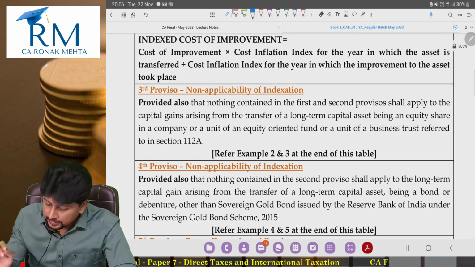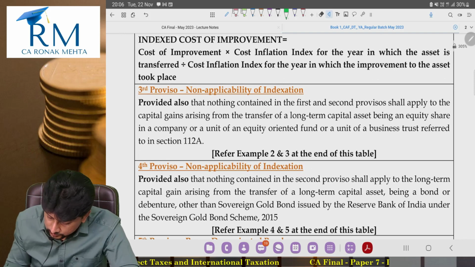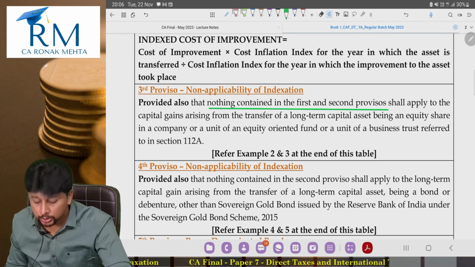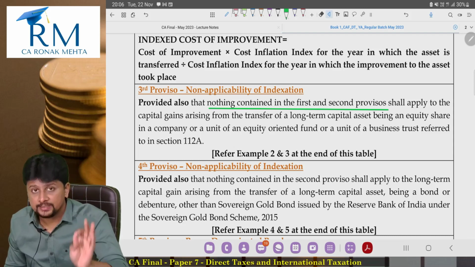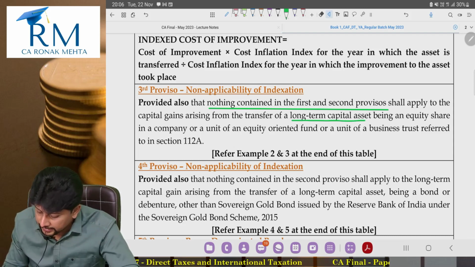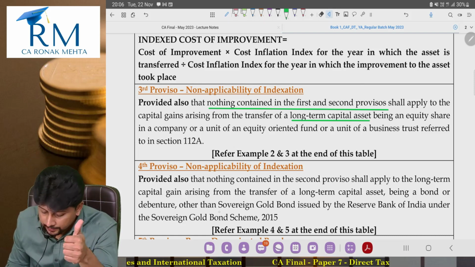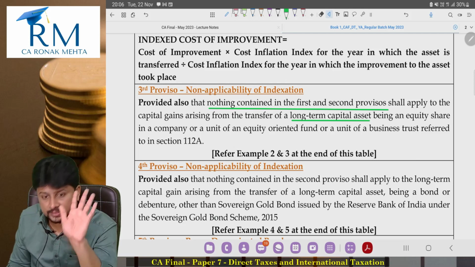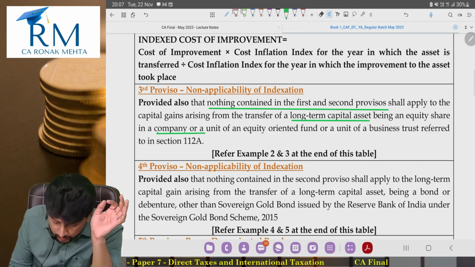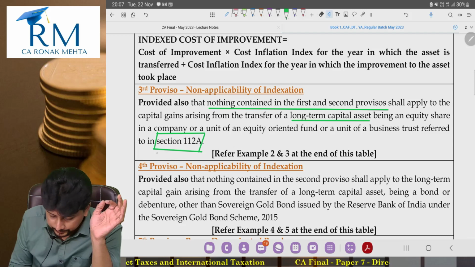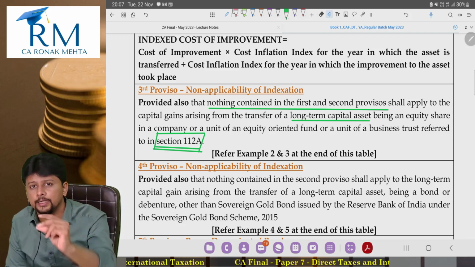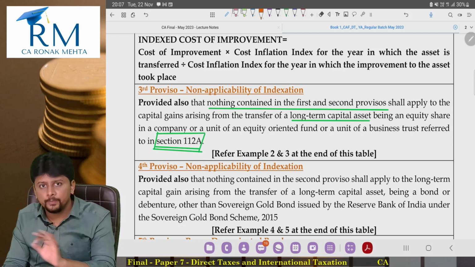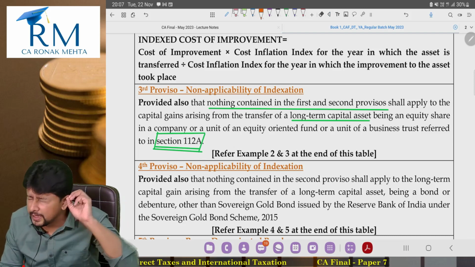Nothing contained in the first and the second provisos shall apply to the capital gains arising from the transfer of a long-term capital asset, being an equity share in a company, units of an equity oriented mutual fund, or units of a business trust as referred to in section 112A. If you remember this from your CA Inter, fantastic. Else, I'll give you a small, very concise explanation.